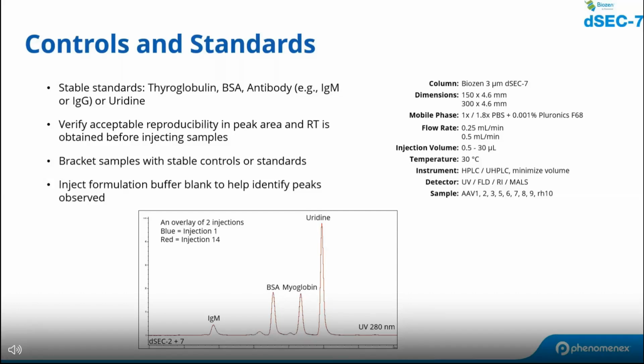One more thing that often gets overlooked is do inject the formulation buffer blank. This often will help you to identify peaks of interest. In addition, you could also look for the total inclusion volume. Here, you'll see the uridine marker actually marks that as well in the UV 280.